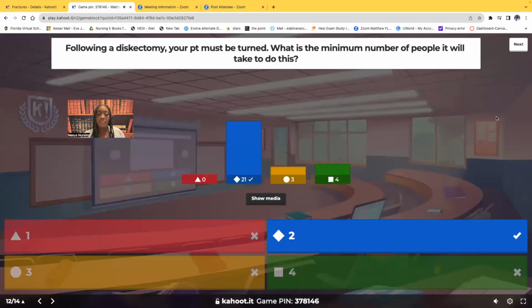Very good. 2. So your patient had a discectomy, all right, and they need to be turned. Guess what? They have to be log rolled. You cannot log roll a patient by yourself. You cannot log roll with only one person because you have to avoid that twisting motion. So you're going to have one person at the head of the bed and one person closer to the bottom. So when you turn them, that patient turns as one unit and you can avoid that twisting motion. You want to log roll the patient.